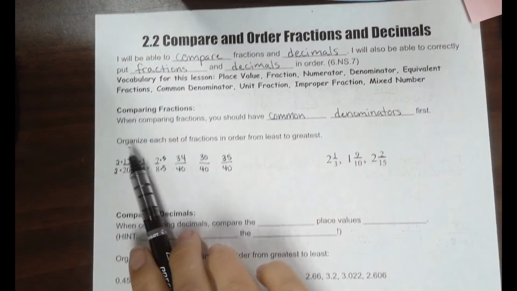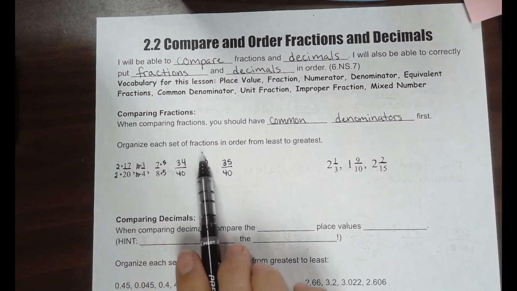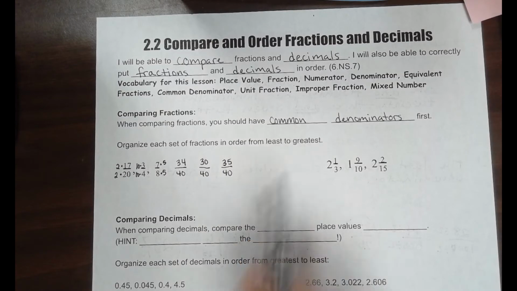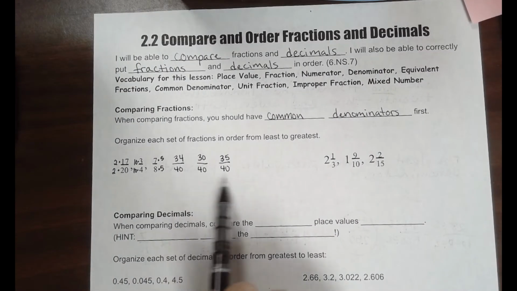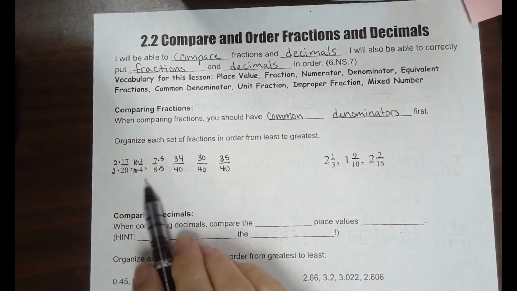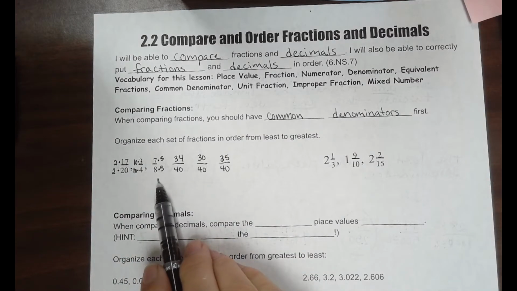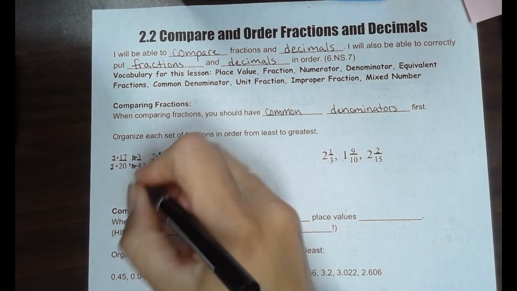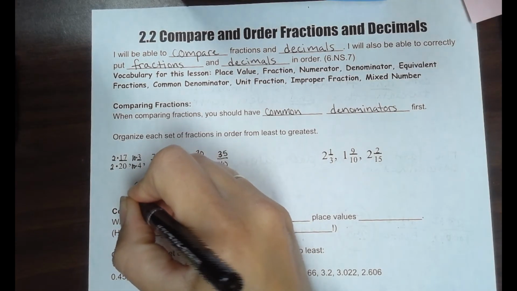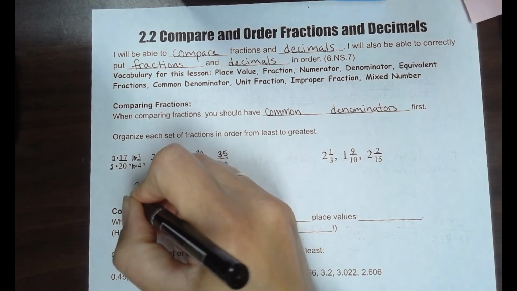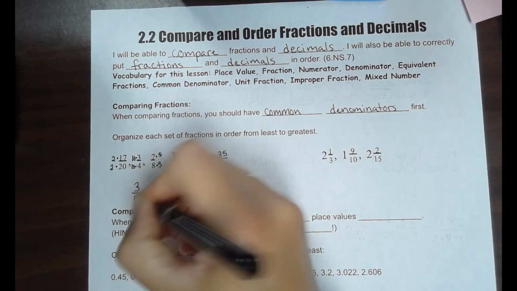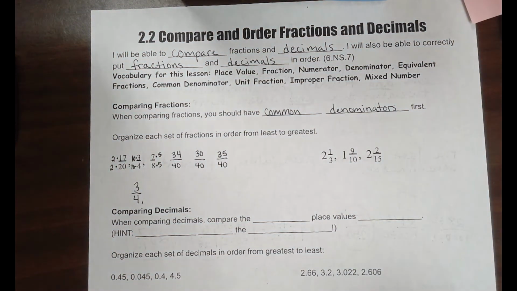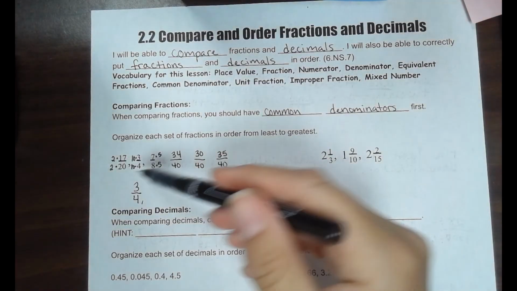Now my instructions say to organize each set of fractions in order from least to greatest. So now that I have these all over 40, which of these fractions is the smallest? Well, 30 is smaller than 34 or 35, so that means that 3/4 is going to be my smallest of these fractions. We always write the original form we got, that way we know that we're putting them in the right order.